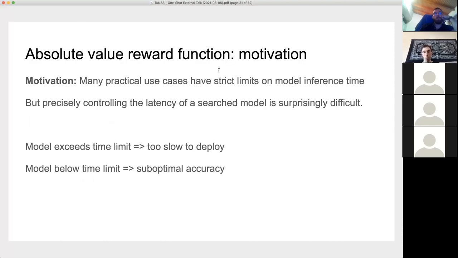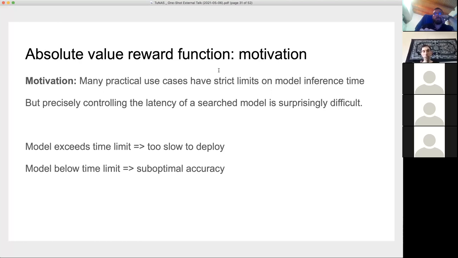Another one that we explored here is something I'll call the absolute value reward function. And the motivation for this is that, as I alluded to earlier, in many cases, we actually have a strict inference time budget that we can use. So for instance, maybe we can spend up to 10 milliseconds to make a prediction, and beyond that, a model is just too slow to actually deploy.